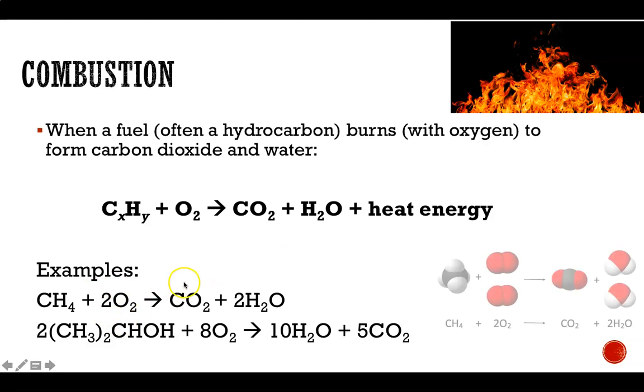For example, this first one, CH4, that would be a hydrocarbon. We're adding oxygen and we're producing carbon dioxide and water. Here we've got a crazy complicated hydrocarbon, but still we can see that it's mostly made up of just carbon and hydrogen. So that's a big hydrocarbon, adding in oxygen and still ending up with water and carbon dioxide.